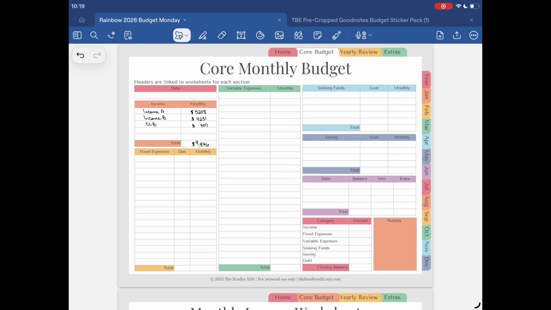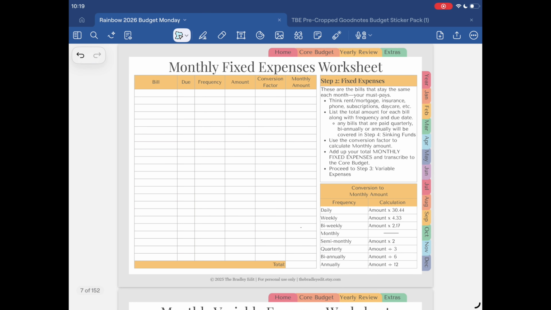Now we're going to move on to fixed expenses. This is the monthly fixed expenses worksheet. So this is where you're going to put all of your monthly bills. So think things like rent and mortgage, insurance, phones, subscriptions, daycare costs, etc. So we're going to list all of the bills, when they're due, how frequently they're paid, the amount, and then if we need to convert anything to monthly. For us, some of our bills are bi-weekly, but a majority are monthly, then we'll do our conversion factor and convert everything to a monthly amount.